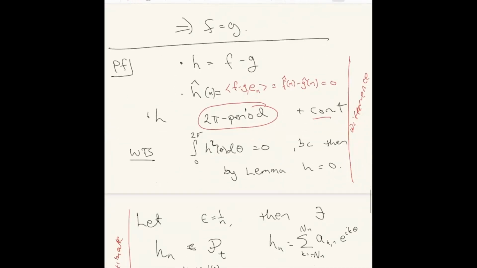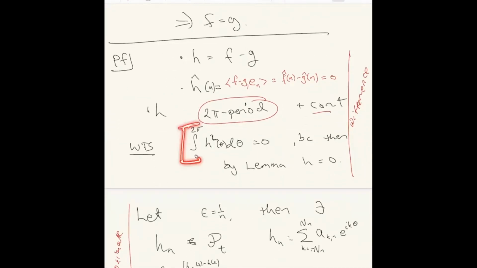And how we will show that is we will use that lemma. We want to show that the L2 integral, or the squared integral of the function, is equal to 0, because then by the lemma, h is equal to 0. So let's prove this claim.